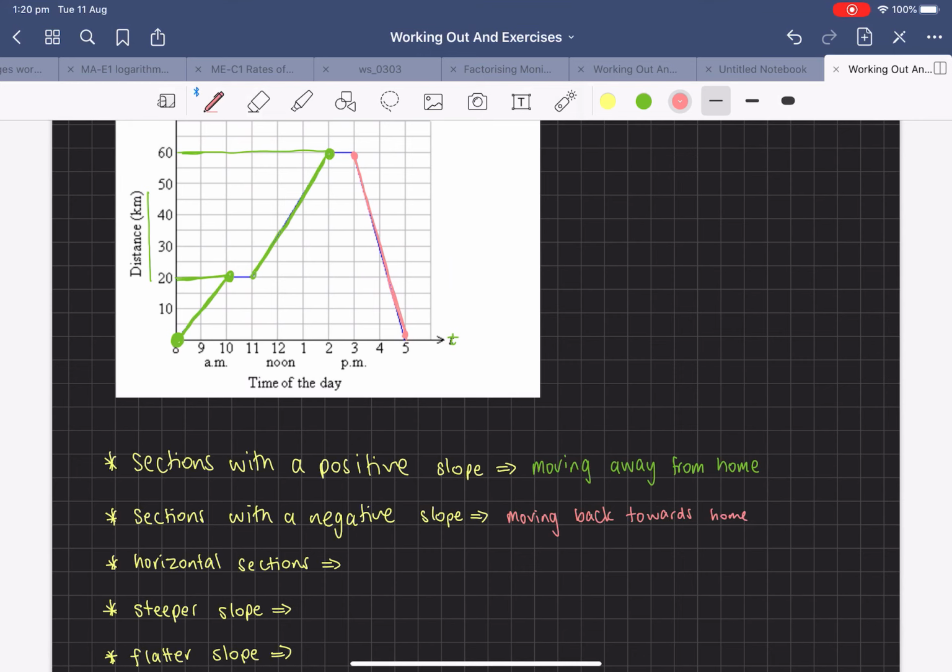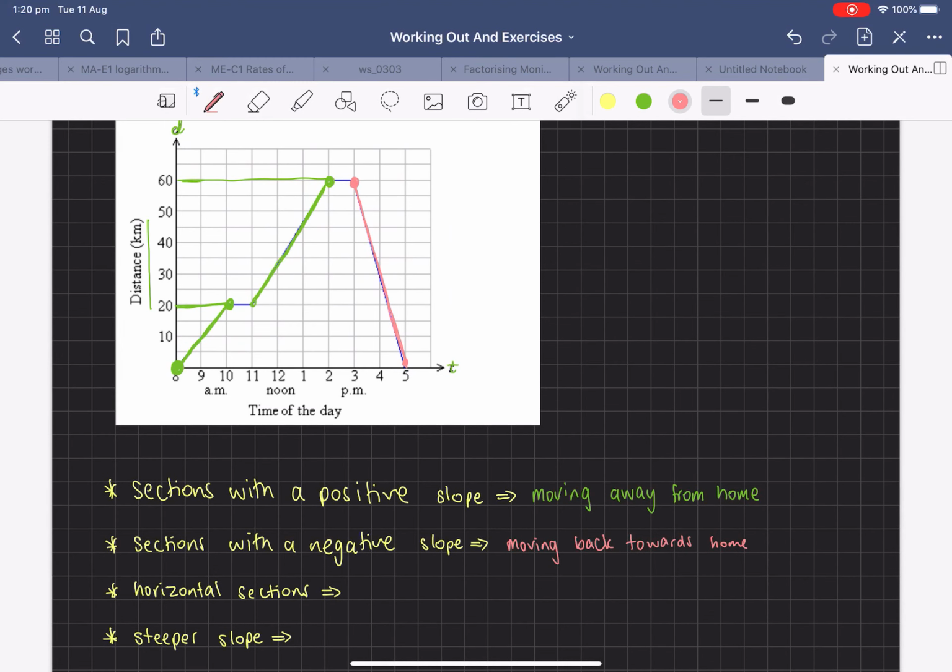Now we can see that with the cyclist. At this point, he's 60 kilometers from home, and here he's now back at home. This line here represents 0 kilometers from home. So here he's 0 kilometers from home, and here he's 0 kilometers from home. So it means he starts at home, he goes on his cycle, and then he finishes back at home here. So anything with a negative slope means that they're moving back towards home.